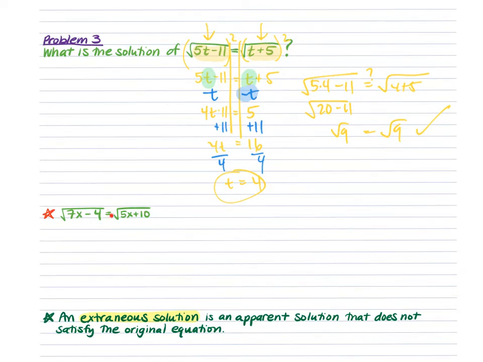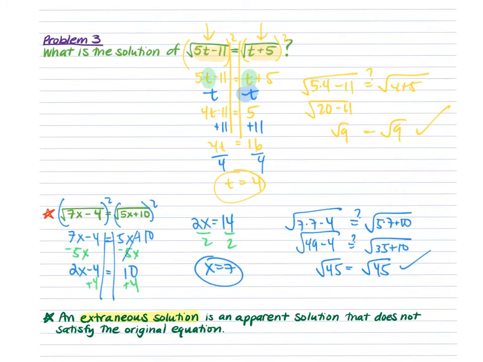Okay, so try this one on your own. Press pause and then check back for the solution. Okay, so the answer here is x is 7. When you square both sides, subtract 5x from both sides, and then add 4 to both sides, you get 2x, divided by 2, you get 7. Plug in 7 here. 7 times 7 is 49 minus 4 is 45. So the square root of 45, does that equal 7 times 5, which is 35, plus 10? Also 45. So that works.